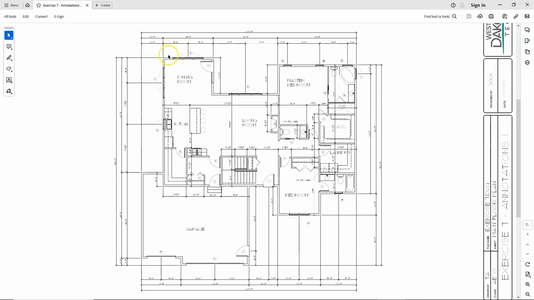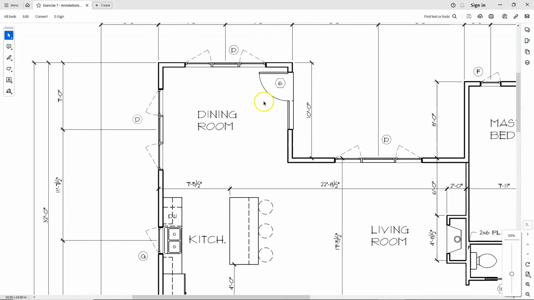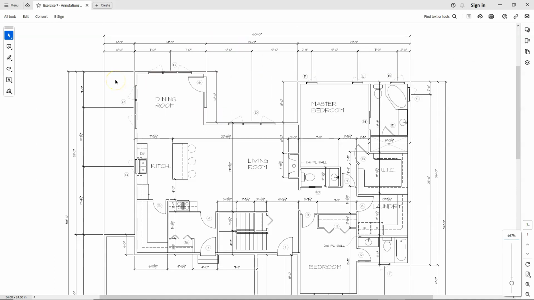Okay, so kind of a circle back to some of the discussion about the other annotations, right? I think that's enough on the dimensions. Let's talk about the tags.